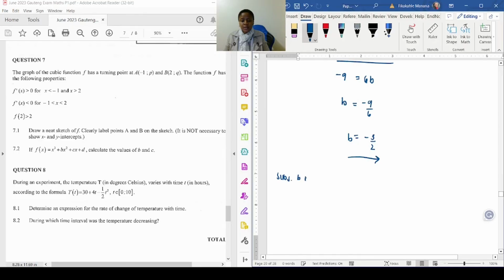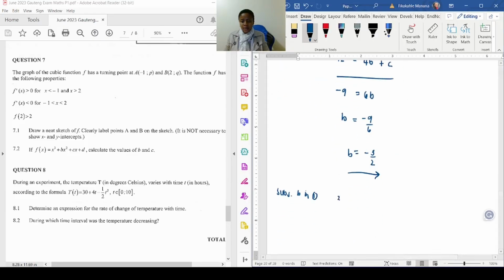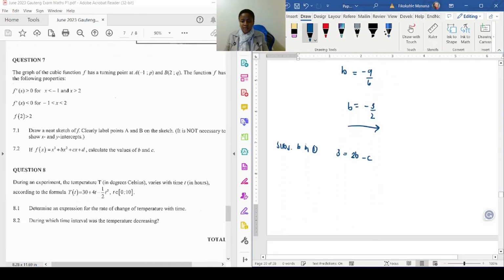So I'm going to substitute b in equation 1, and we have 3 is equal to 2b minus c. Okay, let me just put it in terms of c. So c would be equal to 2b minus 3. Now I can substitute b, which is 2 times -3 over 2 minus 3. So the 2's cancel. I have -3 minus 3, which is simply -6.